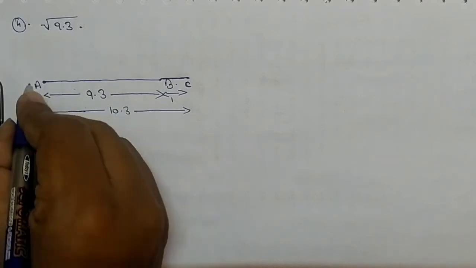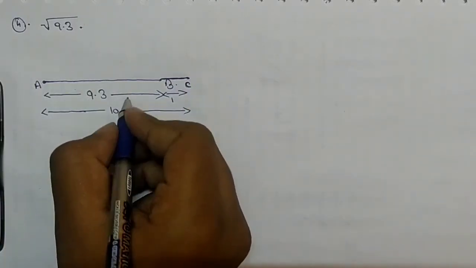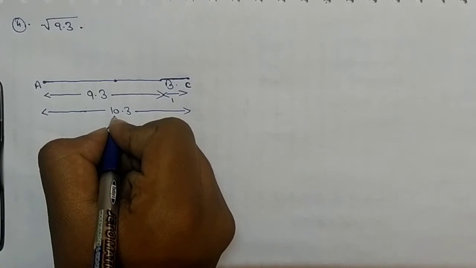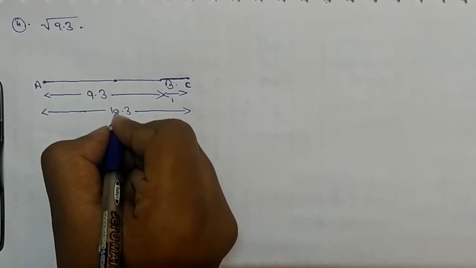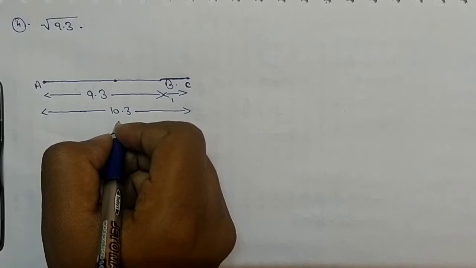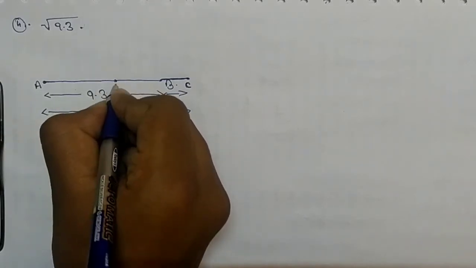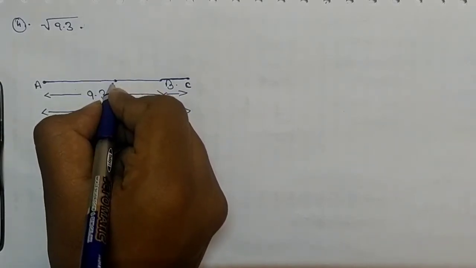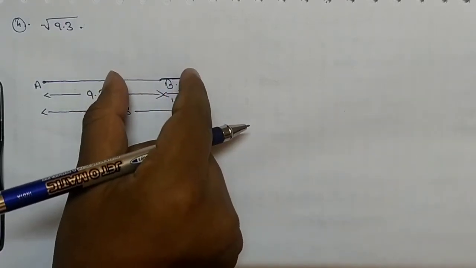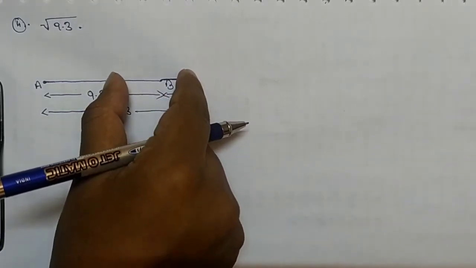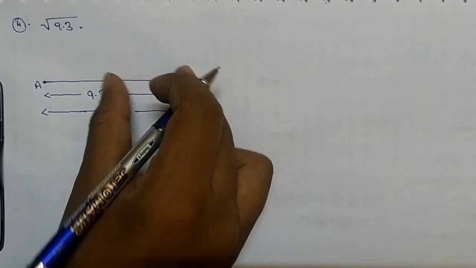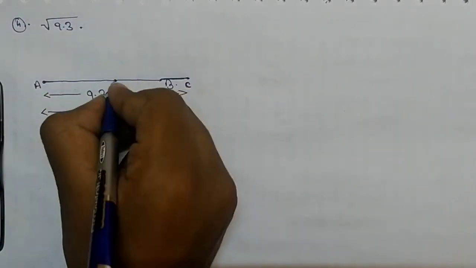Now mark a point which is exactly half of 10.3. Half of 10 is 5, and half of 0.3 is 0.15, so 5.15. You need to measure and mark a point at 5.15. Take this as the radius in your compass and draw a semicircle. I will draw a semicircle.